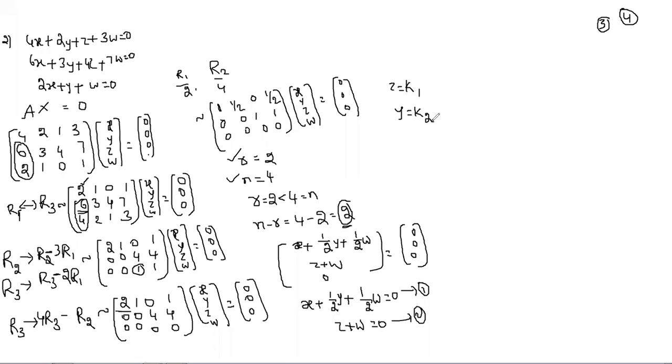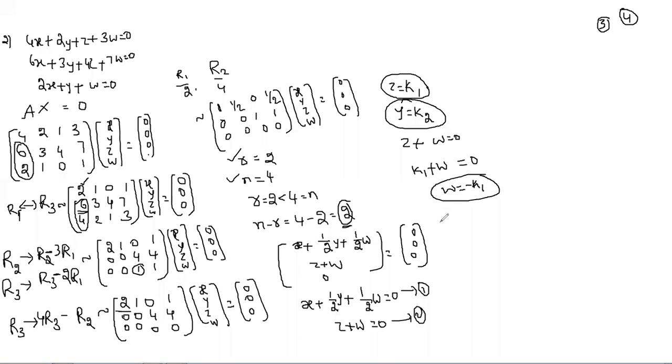Two independent solutions means we choose them on our own, since we don't know those values. So we are taking the assumption k1 as z and k2 as y. Now take the second equation: z plus w is equal to 0. Z is already chosen as k1, so k1 plus w is equal to 0. Taking k1 to the right hand side it changes to minus k1, so w is equal to minus k1, z is equal to k1 and y is equal to k2.